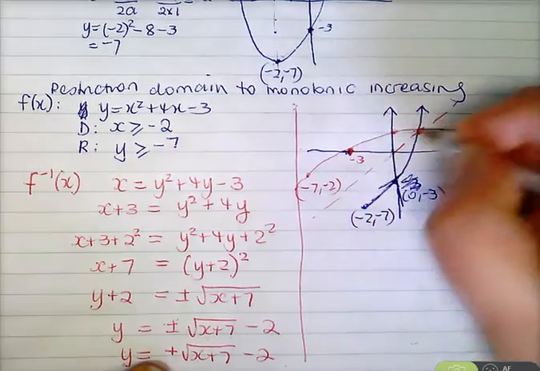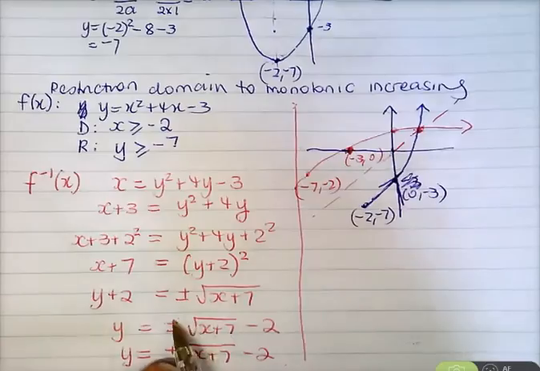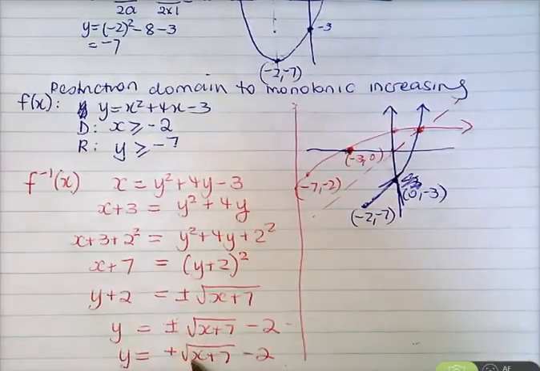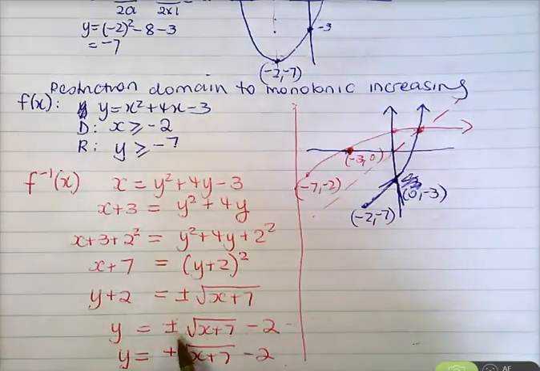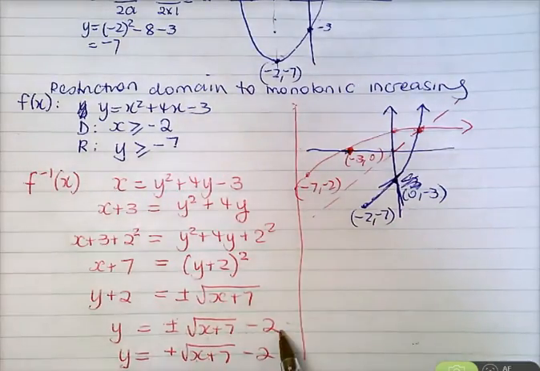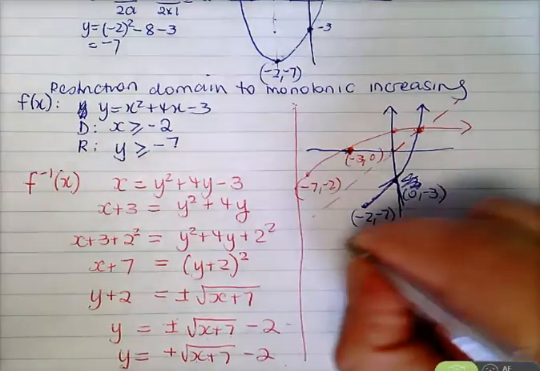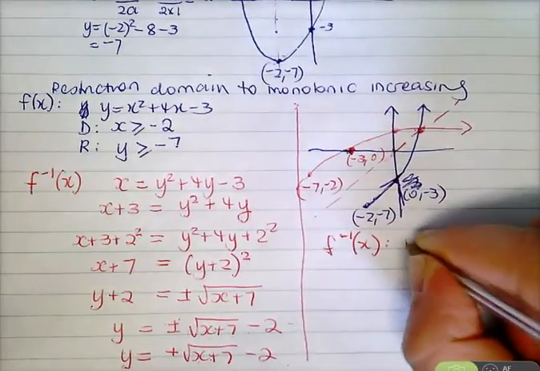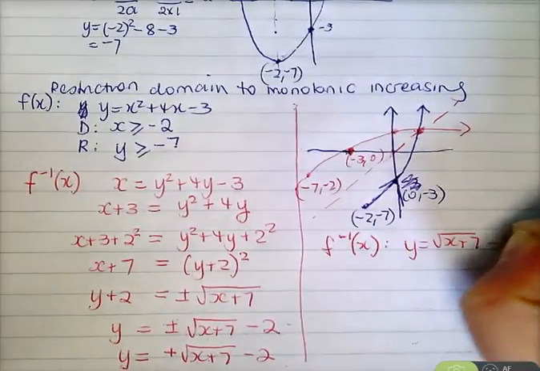So I can either draw it, or I can substitute the point -3, 0 into this plus or minus equation, and I need to get 0, and I'll see that if it's the positive square root of x plus 7, I will get 0. I won't get 0 if it's -2 minus 2, that would give me -4. Okay, so it has to be the positive square root. So therefore the inverse function is y equals positive square root of x plus 7 minus 2.